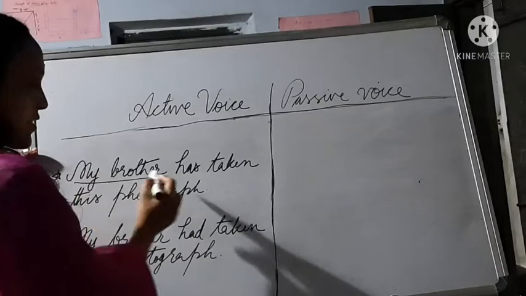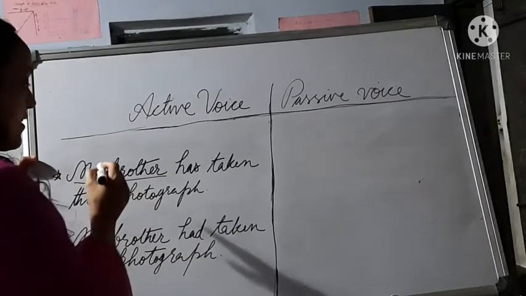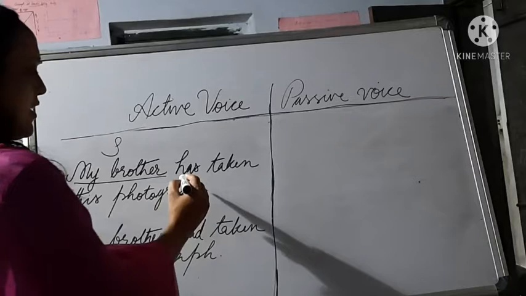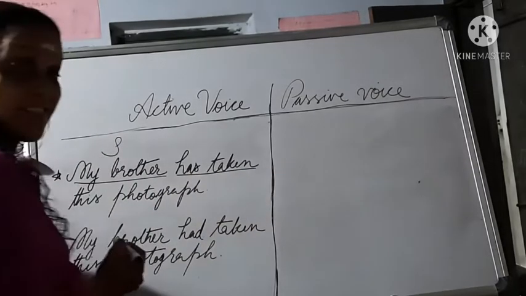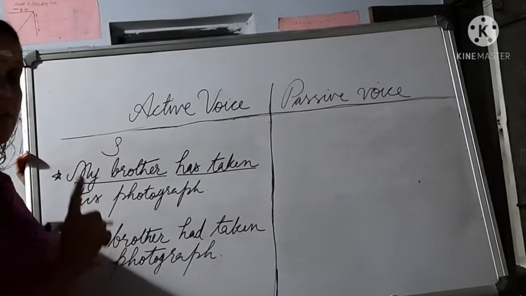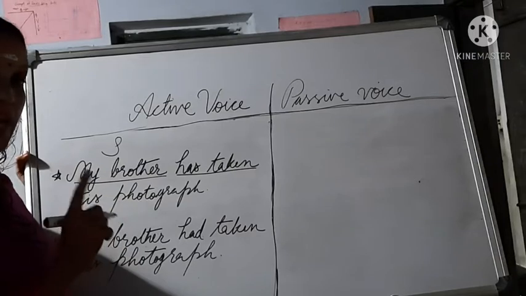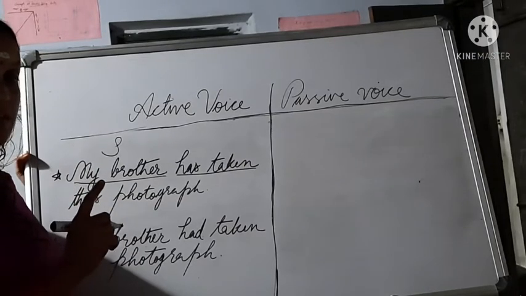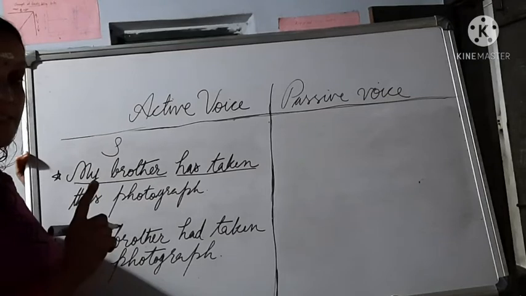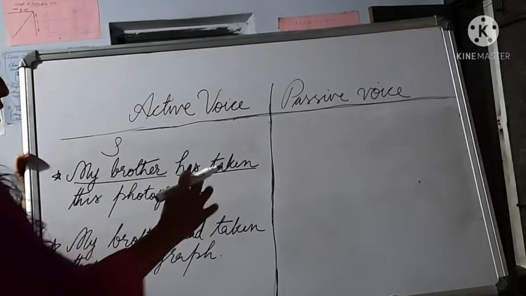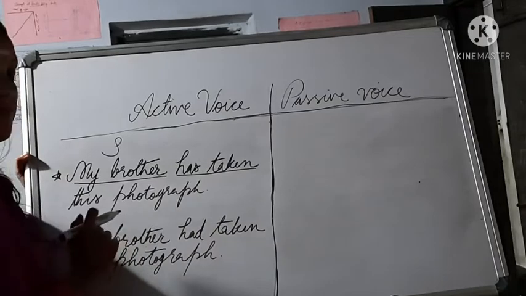My brother, what is that? Tell me what is that? Subject. Has taken, that is the verb. And what is the tense of that verb? Has taken. Have or has plus taken is in V3 form. If have or has plus V3 form, it is present perfect. So has taken is in present perfect tense.